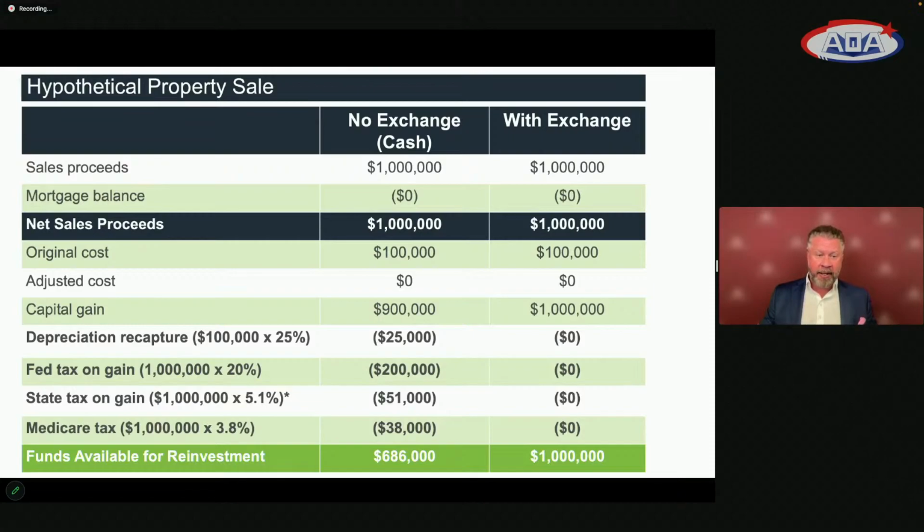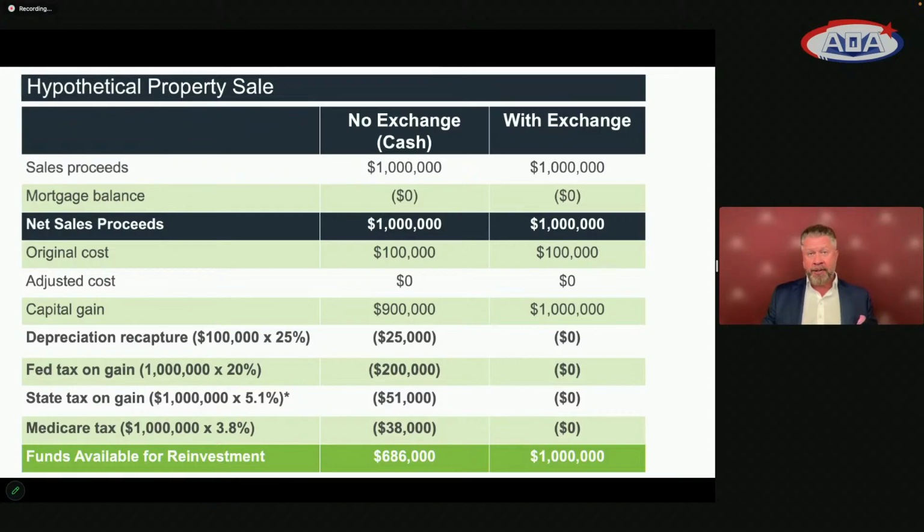Now, state taxes, I always like to show this because if you average all 50 states, the average tax is 5.1%. Now, this is a national presentation. We know in California, we're upwards around 13.3% at the highest tax bracket level, making this closer to $133,000. The Medicare tax, the Obamacare Medicare 3.8%, is applicable to investment properties, and is also applicable here. So that'd be $38,000 on the million.